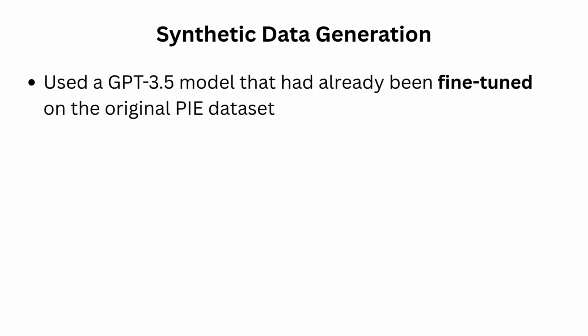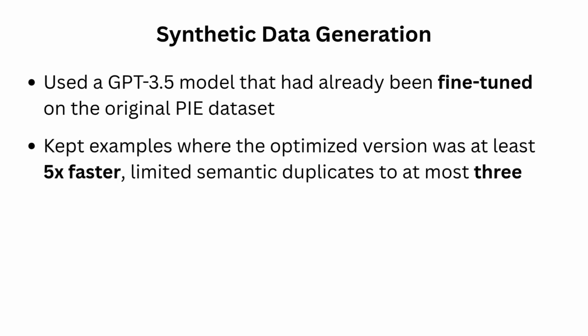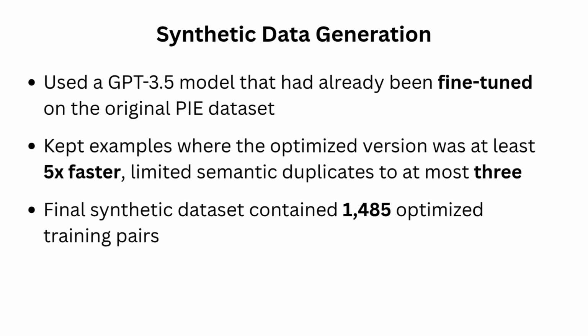Next, the researchers used a GPT 3.5 model that had already been fine-tuned on the original Pi dataset to optimize these synthetic programs. So essentially, the model generated new programming problems, and then another fine-tuned model attempted to optimize their solutions automatically. Finally, they kept only the high-quality examples where the optimized version was at least 5 times faster than the original implementation. They also limited semantic duplicates to at most 3 examples. After all the filtering steps, the final synthetic dataset contained 1,485 optimized training pairs.